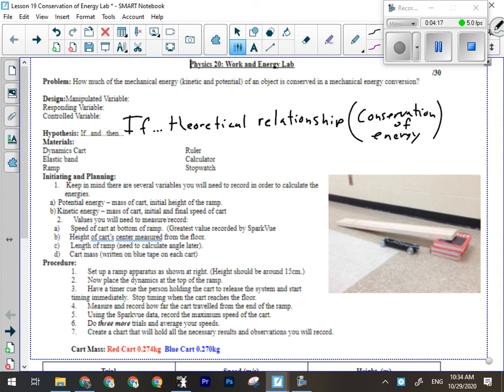The and part just describes the experiment. A cart is being run down a ramp. We're going to measure the height of the ramp. We're going to measure the speed of the cart at the bottom. Those are the only 2 measurements we're making.